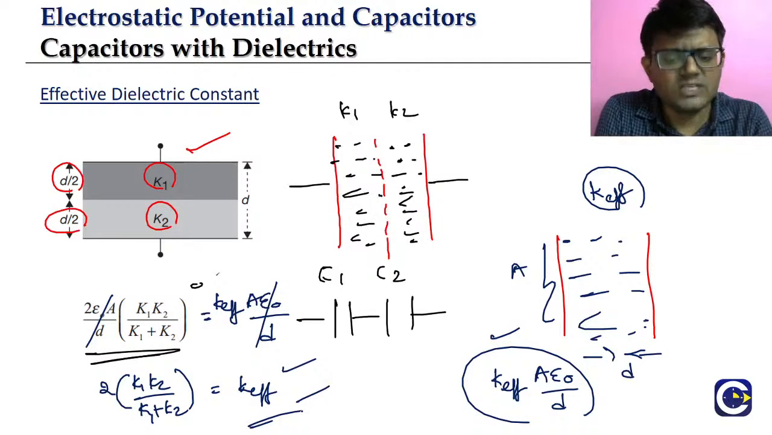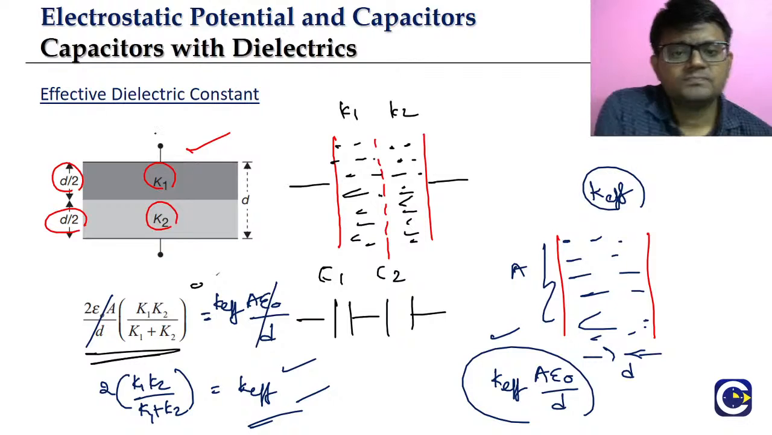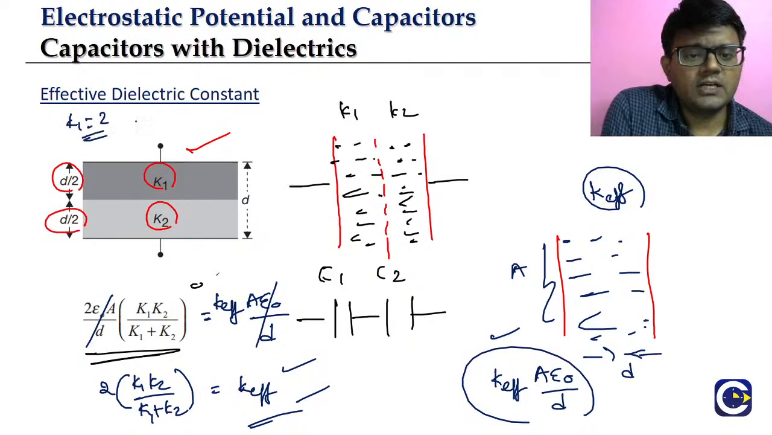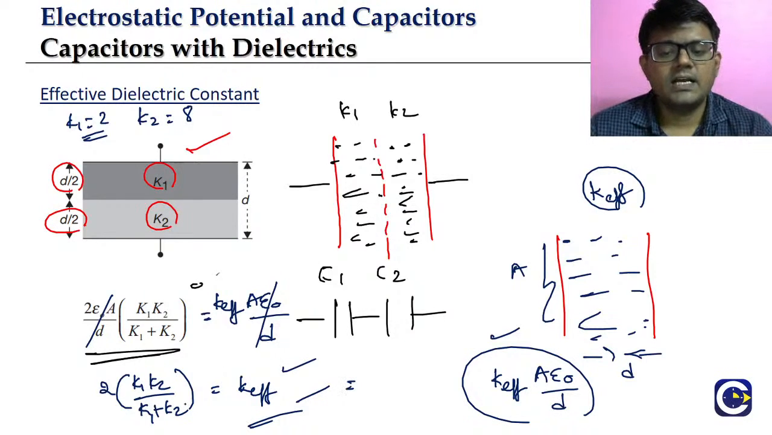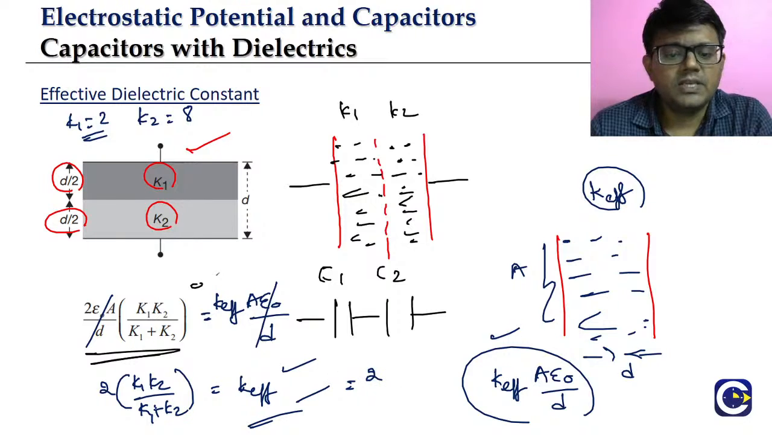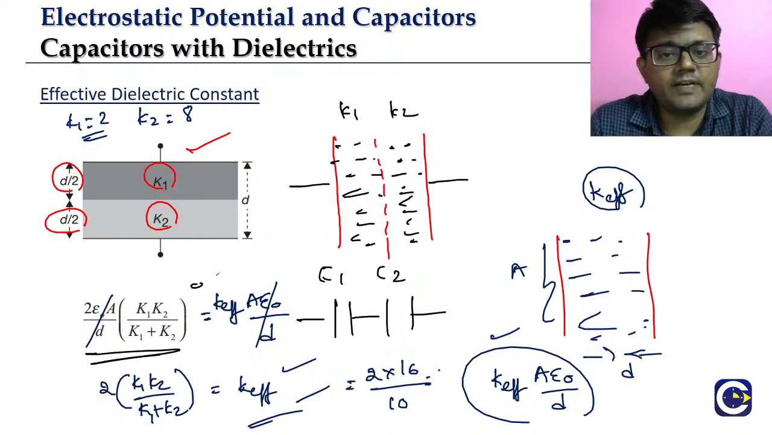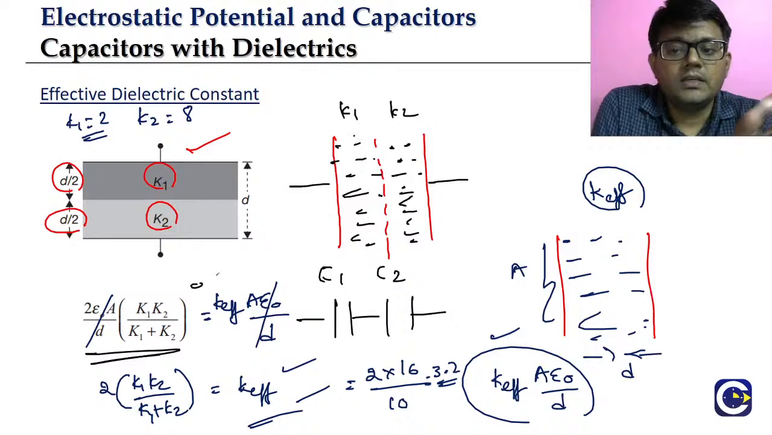Look at a sample example. Take K1 as 2 and K2 as, say, 8. What is the effective dielectric constant value? 2 times K1 into K2, that is 2 into 8 is 16, so the numerator is 32, divided by K1 plus K2, which is 2 plus 8 equals 10. So 32 divided by 10 is 3.2.